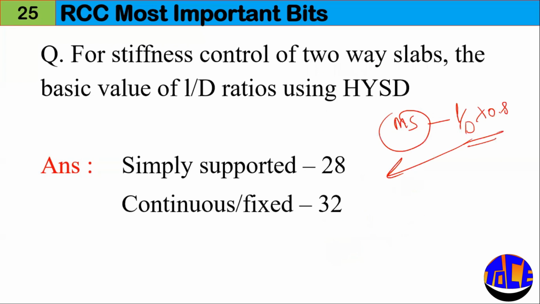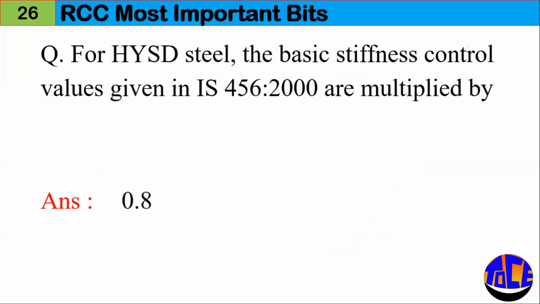Let us go to question number 26. The same question: for HYSD steel, the basic stiffness control values given in IS 456-2000 are multiplied by 0.8.